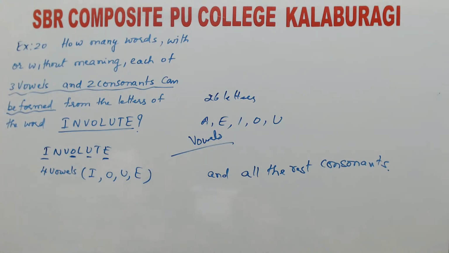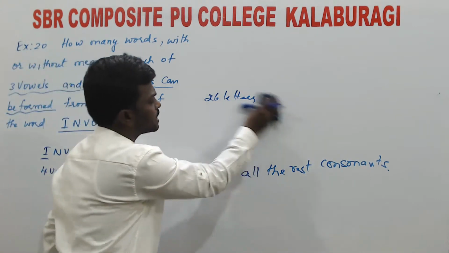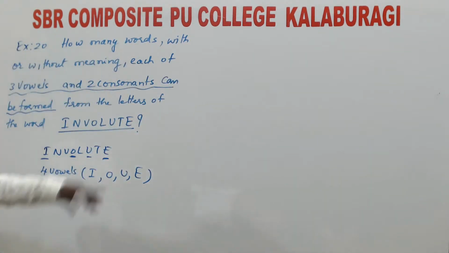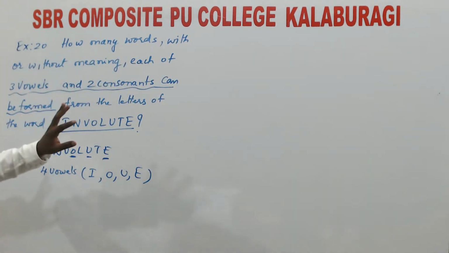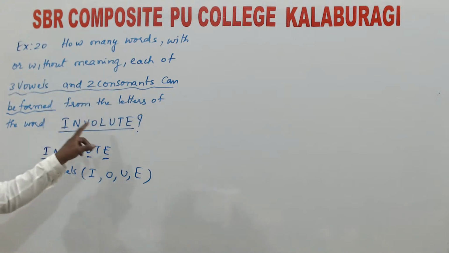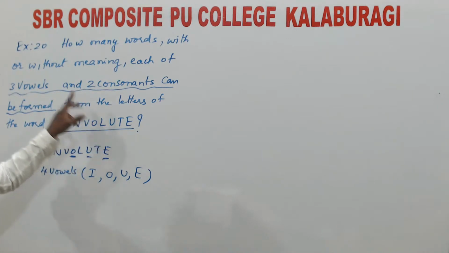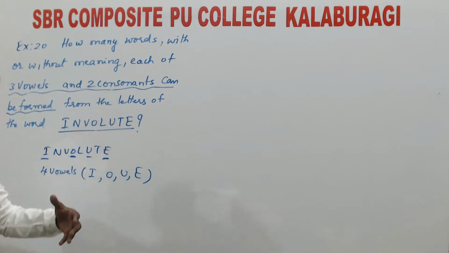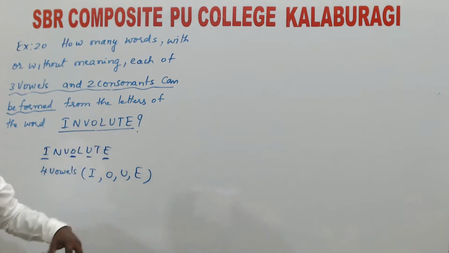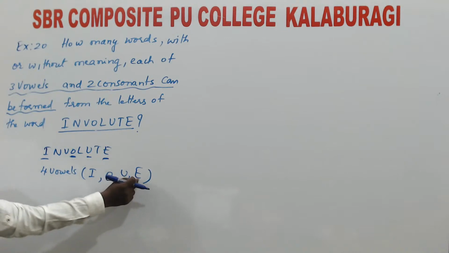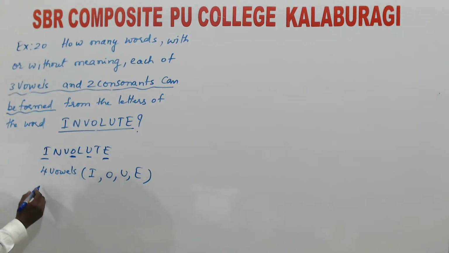So why am I writing vowels and consonants? It's because in the question they are telling you to frame a word with or without meaning using the letters of the word, in which three vowels and two consonants you have to take. You have to take vowels and consonants from them first. So four vowels, I, O, U, E. The remaining will definitely be consonants.